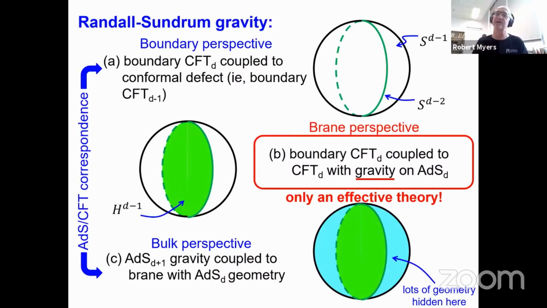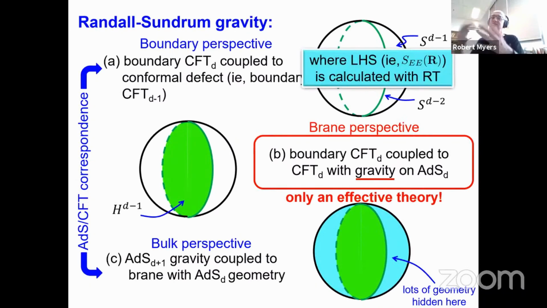Remember, I showed this slide. This is telling us all the different ways in which we can describe the physics of this system. This is where we really did the calculation with Ryu-Takayanagi surfaces. But what does Ryu-Takayanagi tell us? It tells us what the entanglement entropy is of some region in the boundary theory. And that's really the left-hand side of that island formula.